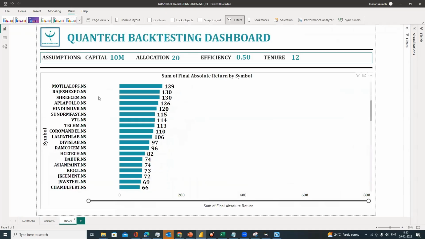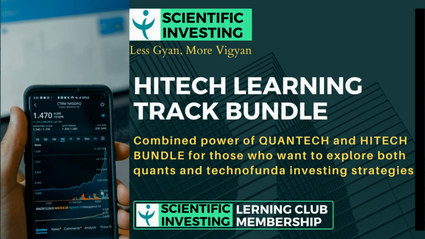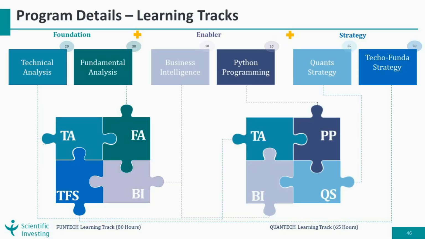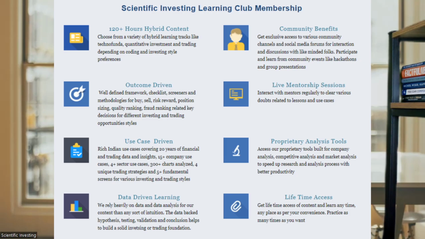And that is not where it ends. We also provide 4 different types of algorithmic trading strategies, which will help you get a better sense of how to build market-beating return strategies for different kinds of trading or investing styles. All of this is covered in QUANTECH, and in HITECH you get both FUNTECH and QUANTECH bundled. So if you want to learn both Technofunda strategy and quantitative strategy, you can go for HITECH. These are somewhere around 70 to 120 hours of bundled content.